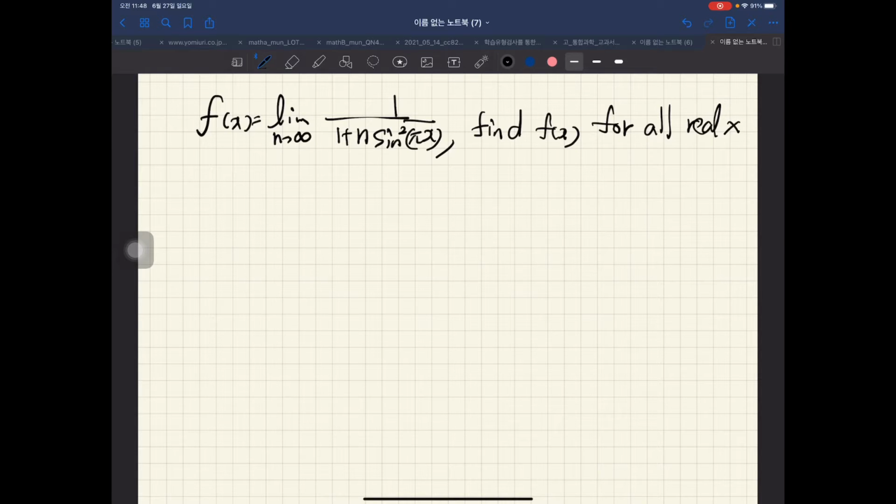This problem asks you to find the function value of f(x) for all real values x, when f(x) is defined by the limit as n approaches infinity of the fraction 1 divided by 1 plus n times sine squared of pi x.